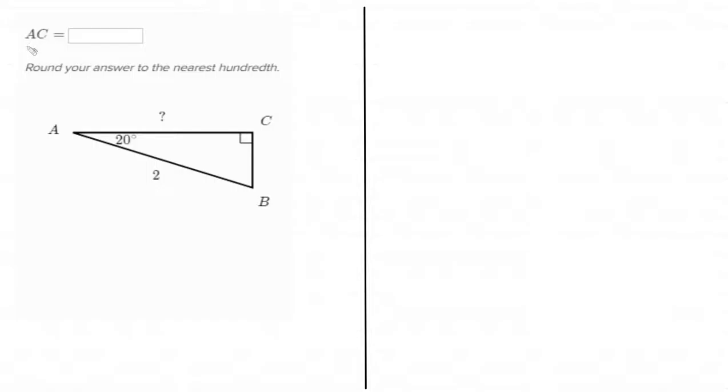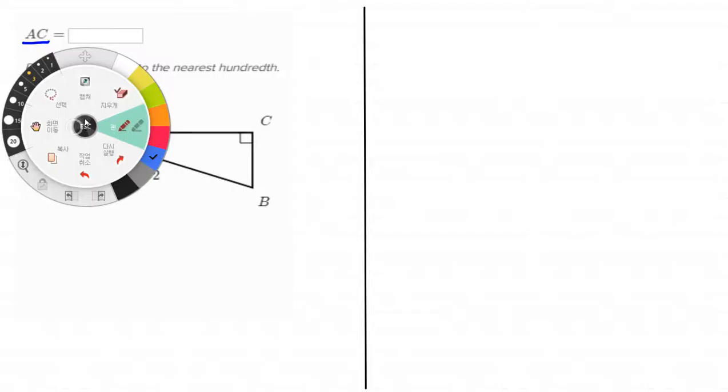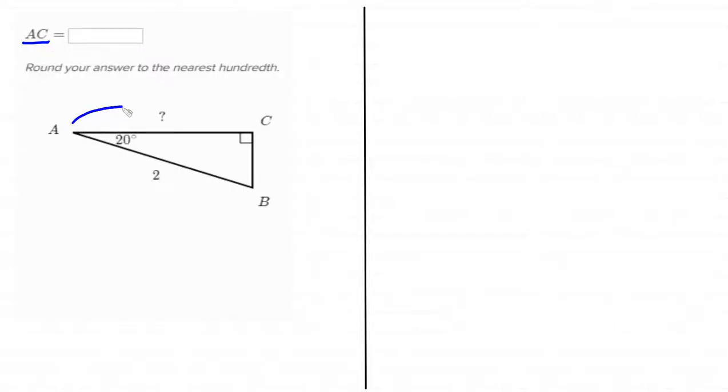So the question is find the value of length AC, and round your answer to the nearest hundredth. At first, I will call AC x, and I will call CB y, and I will call AB h.